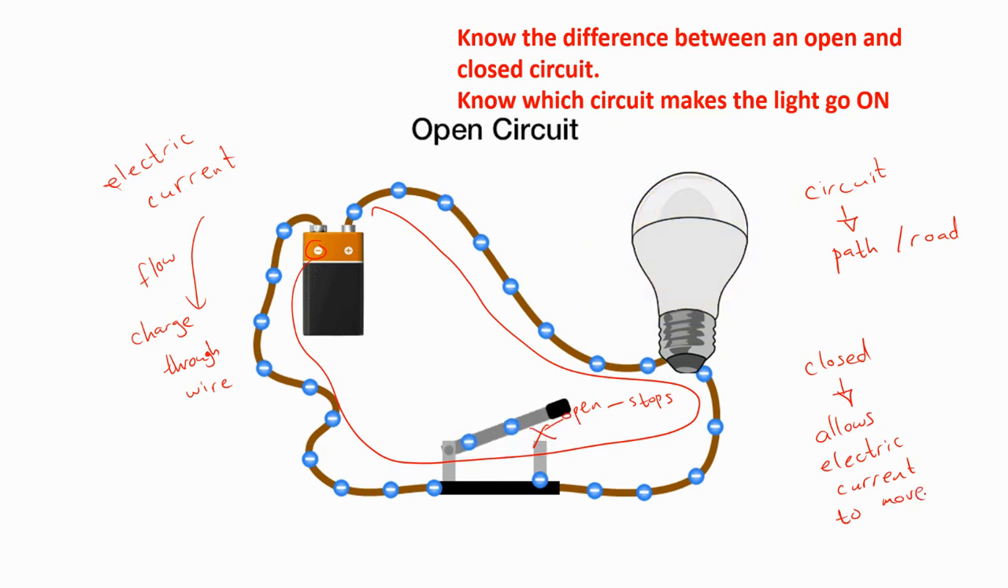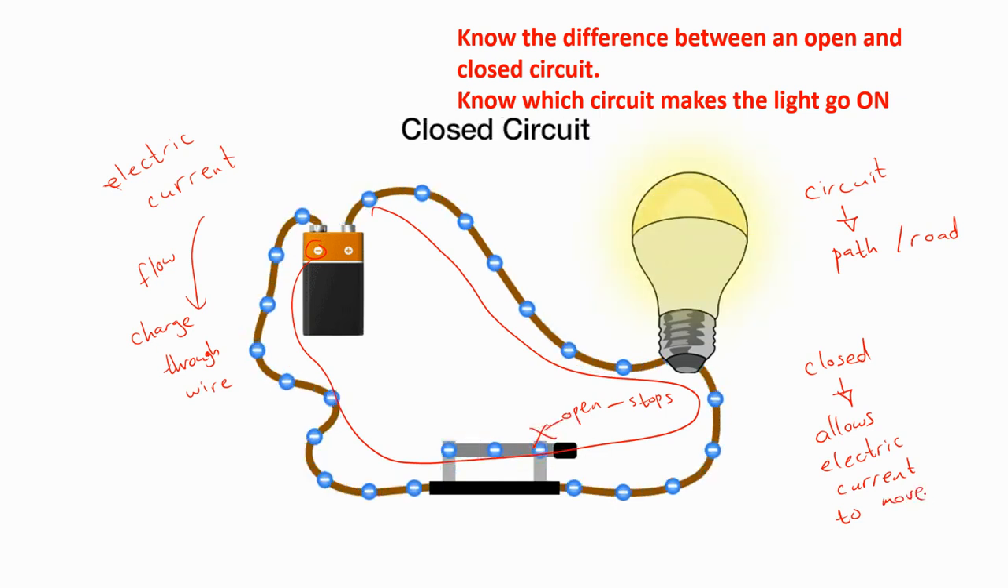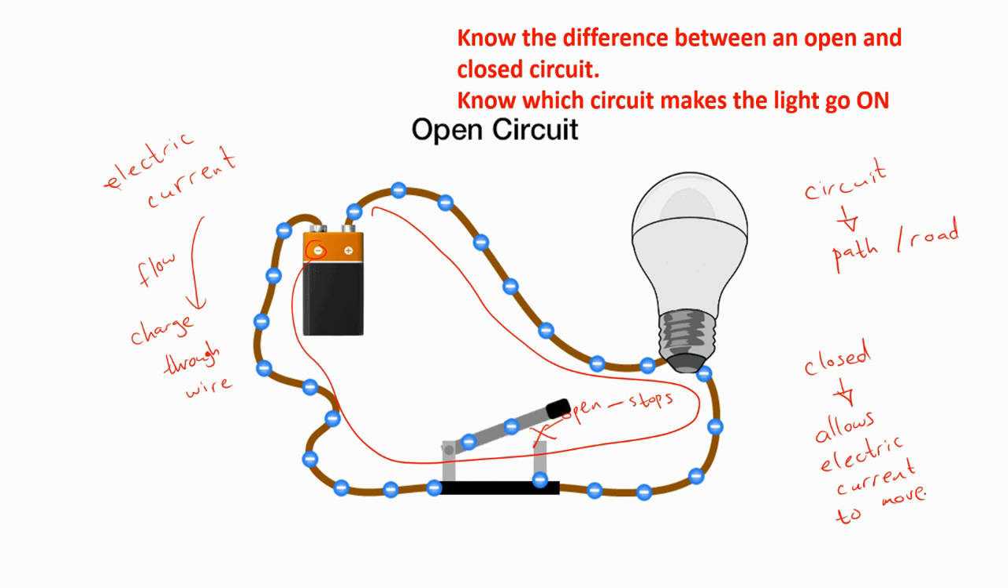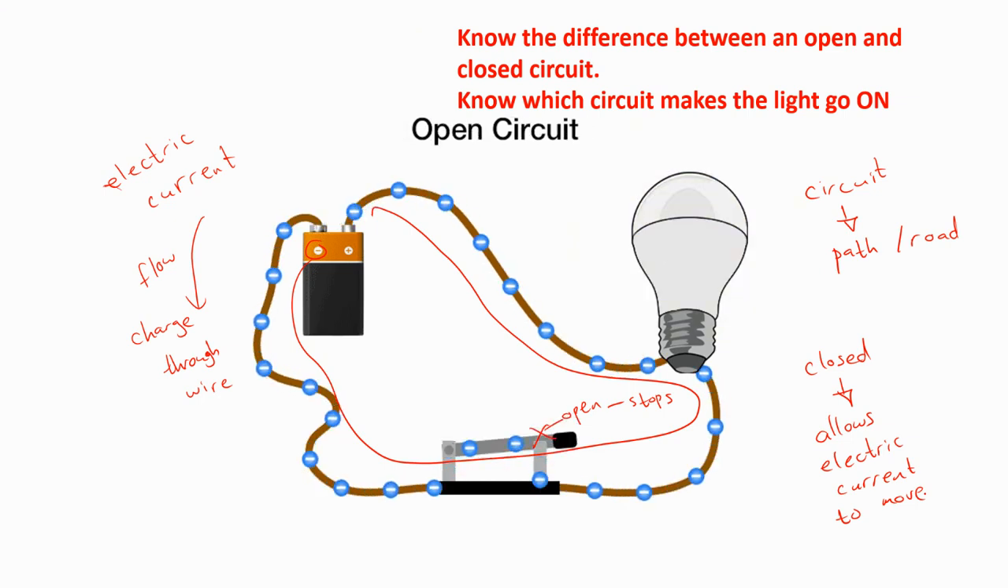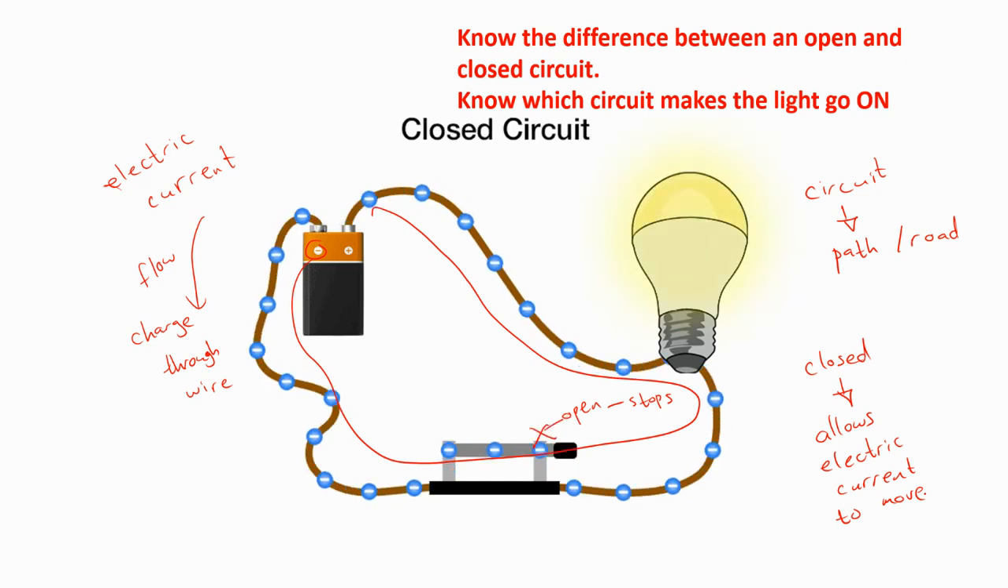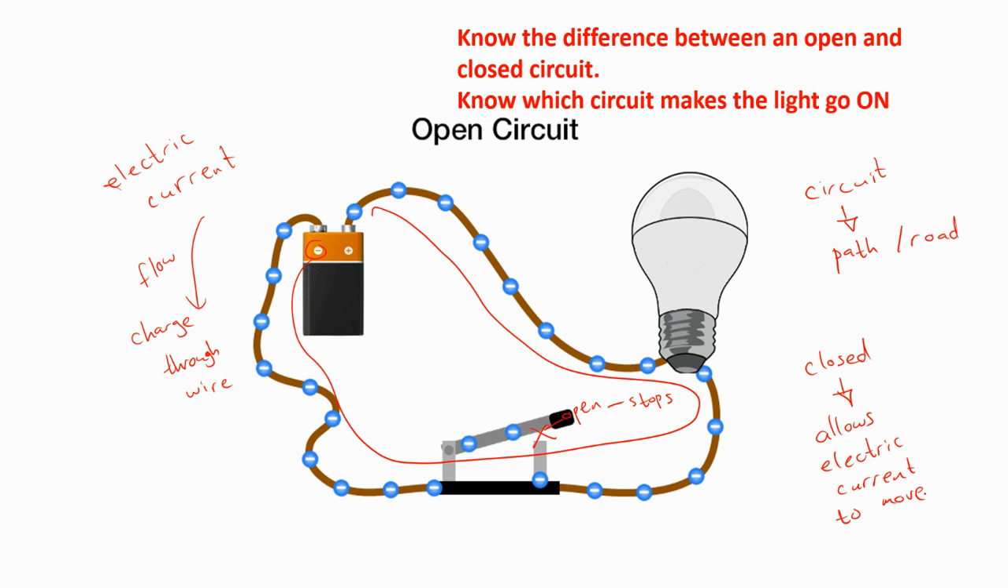Okay, so these are the main points about electric current, open circuit, and closed circuit. So again, electric current is the flow of electric charge through a circuit. The circuit is the path it's taking. And if it is open, it will stop moving. If it is closed, it will move.